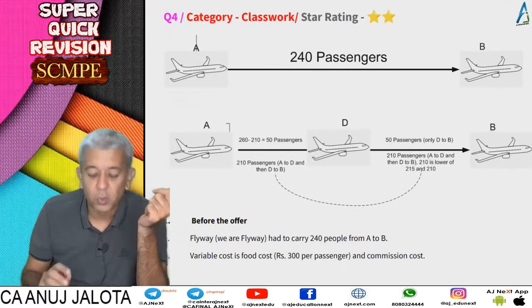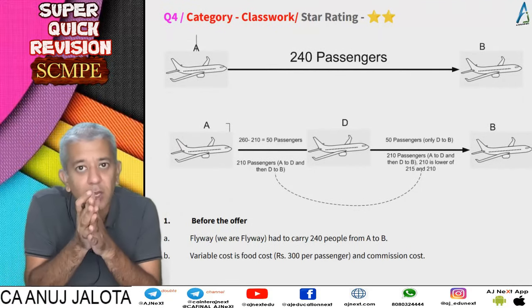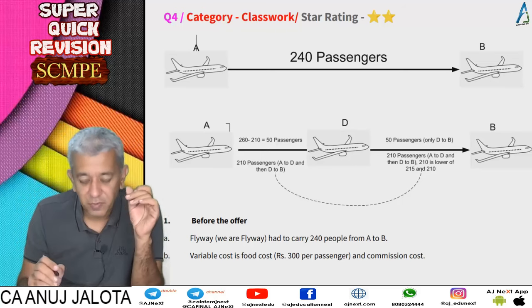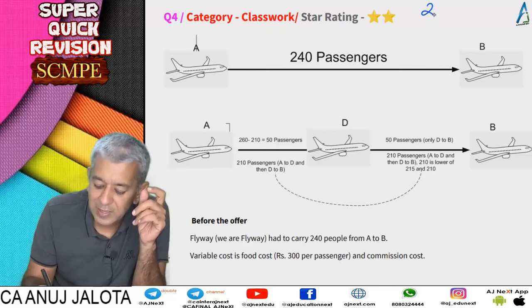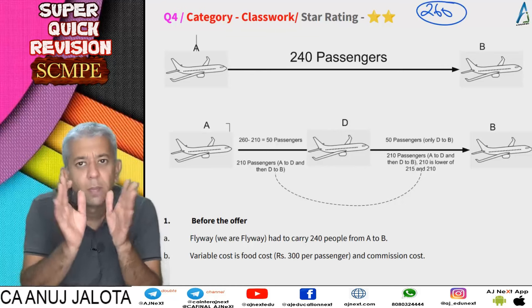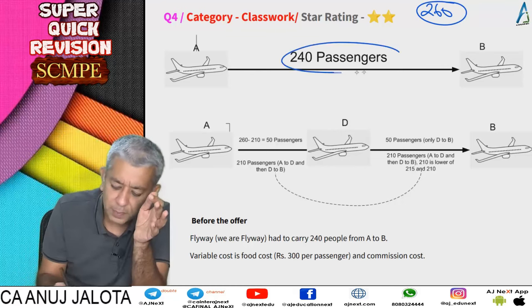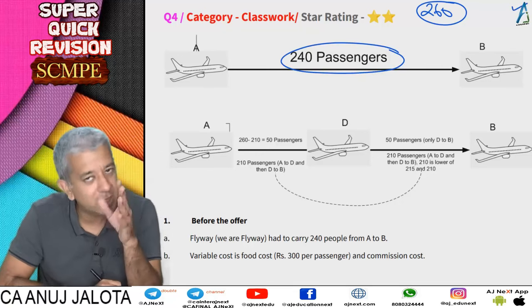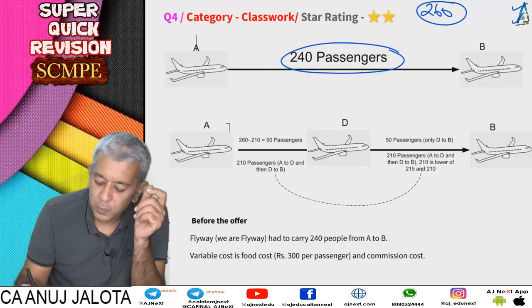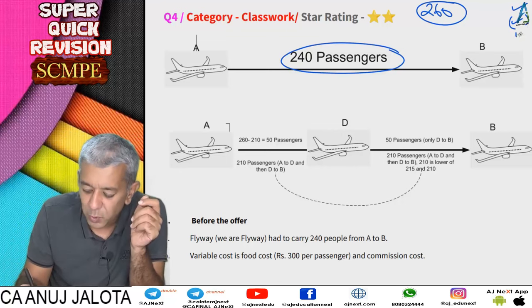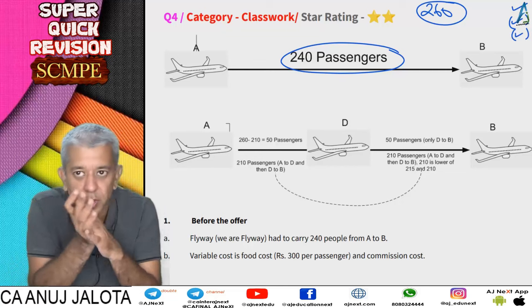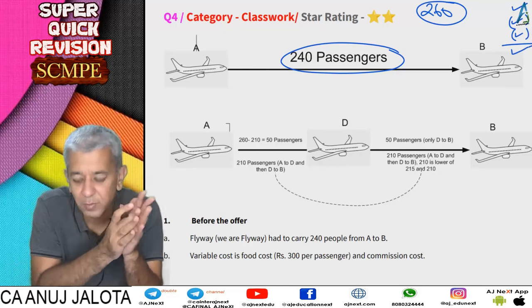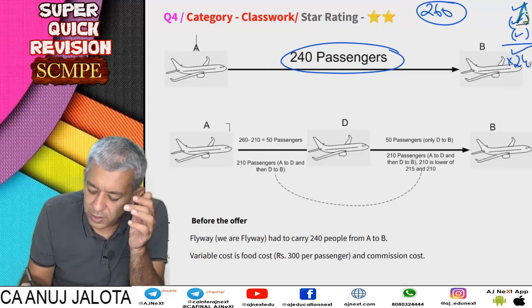Then question number four, as I told, was on an airline company. Now, what was this particular question? Listen very carefully. We had a plane that flies from A to B. Our capacity is 260, but we have observed that only 240 passengers come. The charge for each passenger is given to us. We have to pay commission to the travel agents and we have to incur food charges also. So this is the net amount that we get for 240 passengers.